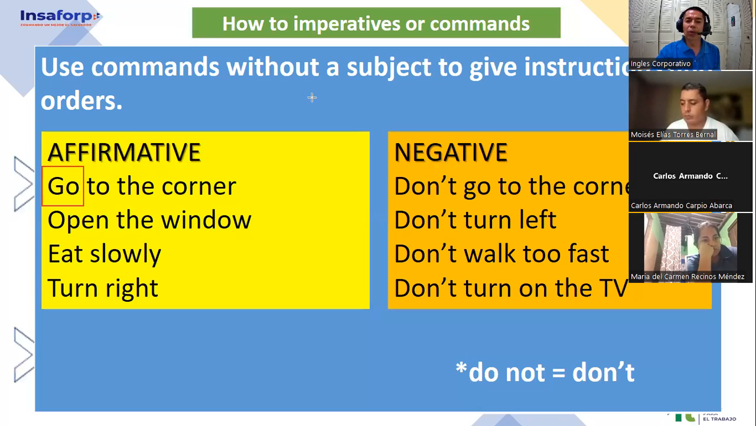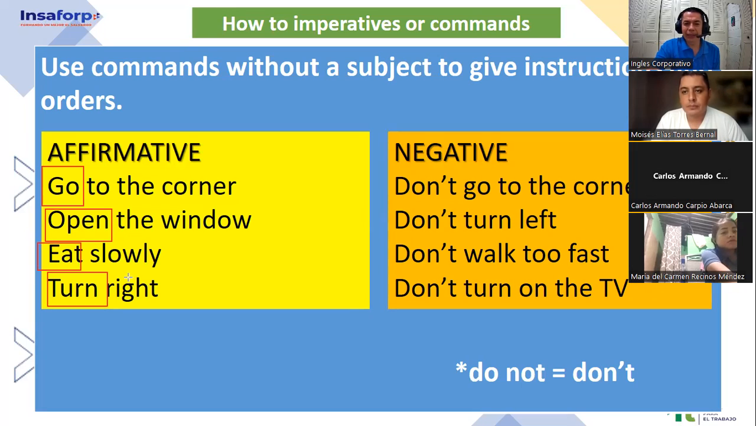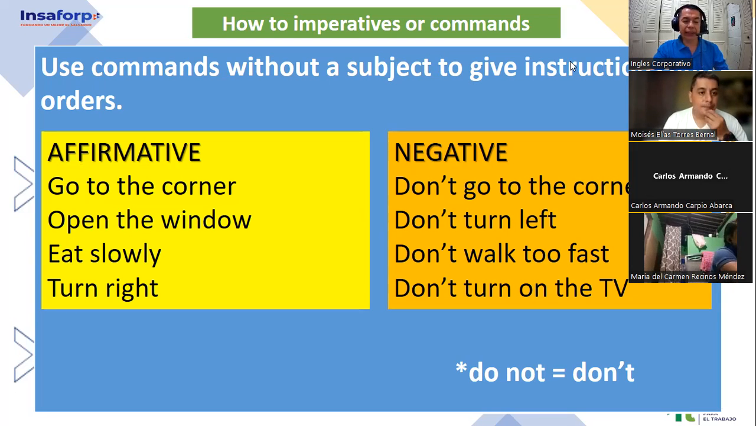Let's continue. So, go. Also, you can say, for example, open, eat, turn. All of these are commands, imperative, the same. So it's not necessary to use the subject. In the negative sentences, we use don't. Can you use doesn't? No. Only don't, for everything. Remember, no subject, so you don't say singular, plural, she, he, they. It's not important in imperatives or commands. So all the time say, don't go. Please don't go.